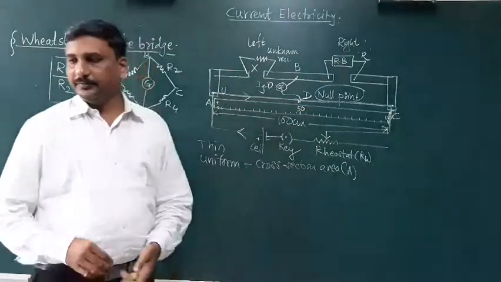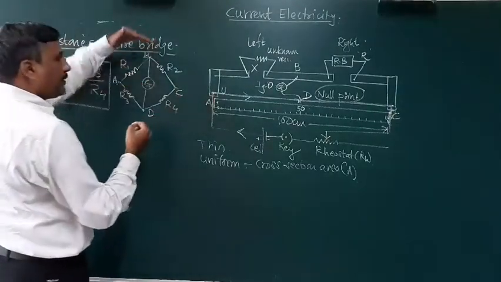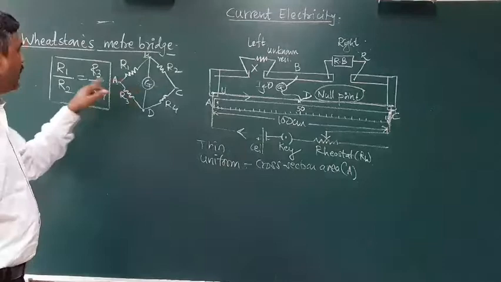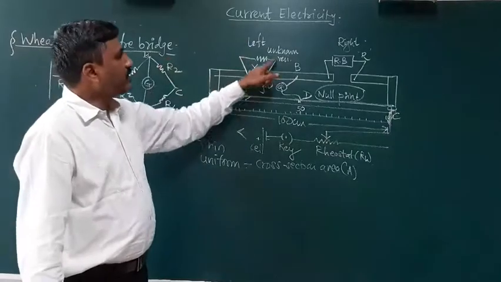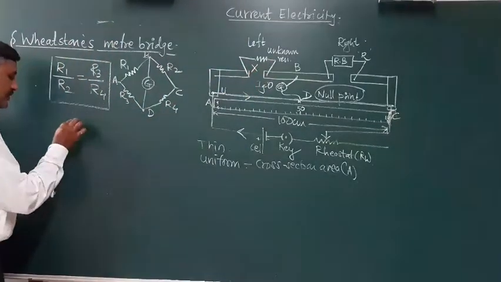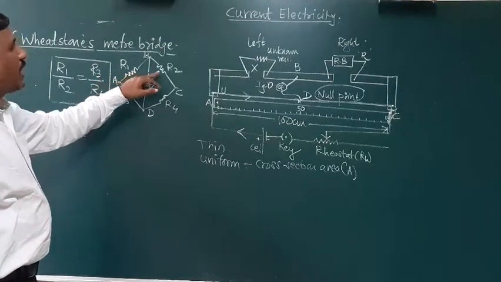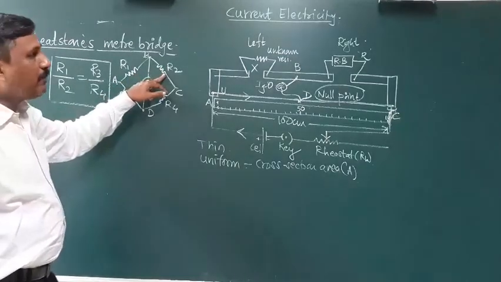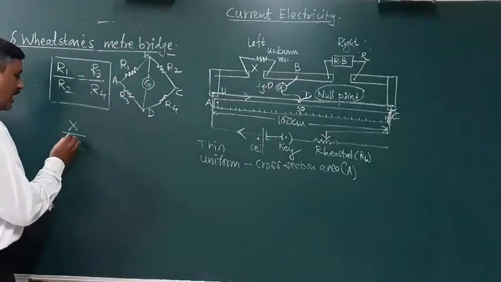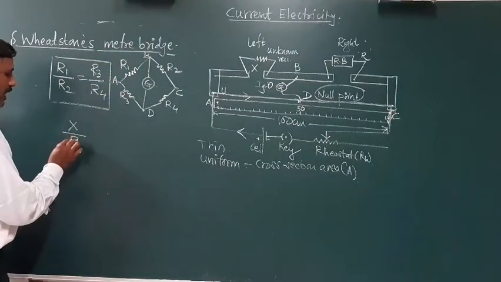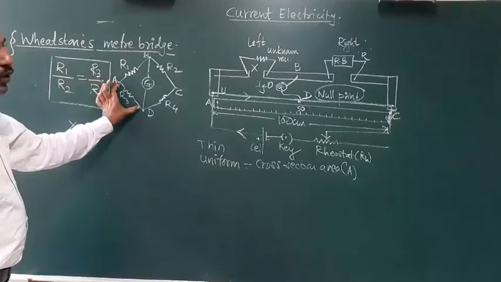Now apply here. Just observe. This is my upper part, and this is my lower part. What is the balancing condition? The left resistance of the upper part, which is X, divided by R2, the right resistance of the upper part, equals the right resistance R, the left resistance of the lower part.